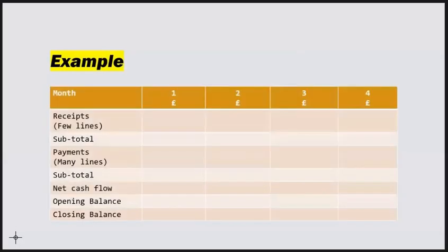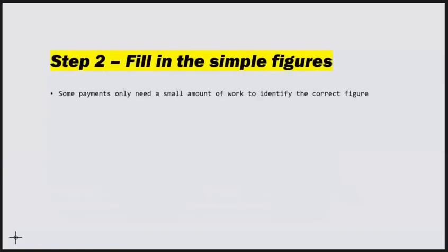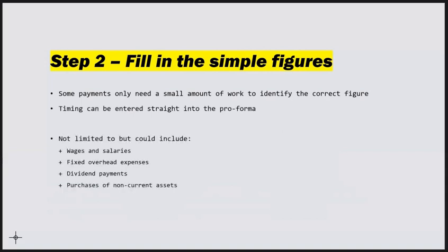So just to give you an example of what this may look like, this is a template that could be used by an entity when preparing one of these forecasts. Step 2 then requires you to fill in the simple figures. So some payments only need a small amount of work in order to identify the correct figure. The timing can be entered straight into the pro forma. And it's not limited to, but this pro forma may include wages and salaries, fixed overhead expenses, dividend payments, as well as the purchase and disposal of non-current assets.